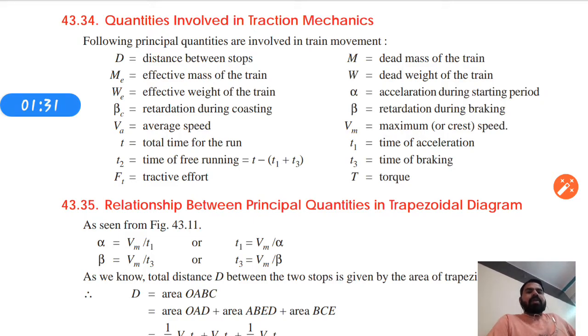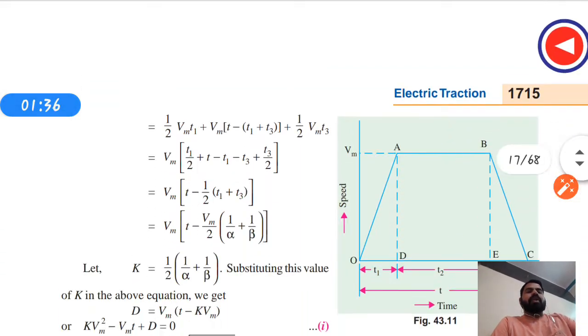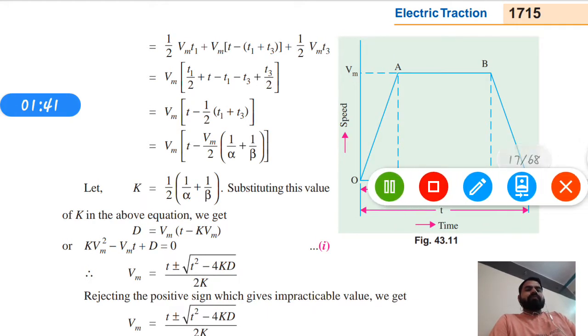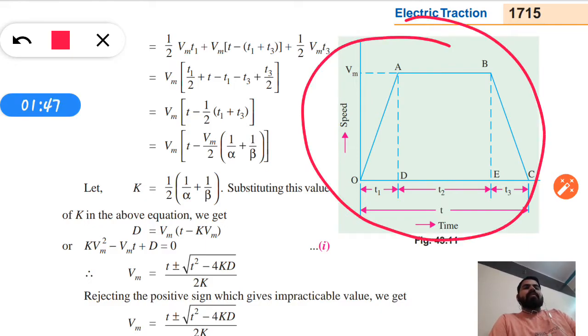So the relationship between the principal quantities in the trapezoidal diagram. First you will see the trapezoidal diagram. This is the trapezoidal diagram, where we can see that Vm is the speed on the vertical axis and time t is on the horizontal axis. There is a trapezoidal shape O, A, B and C. So the total distance D will be equal to the area OABC.